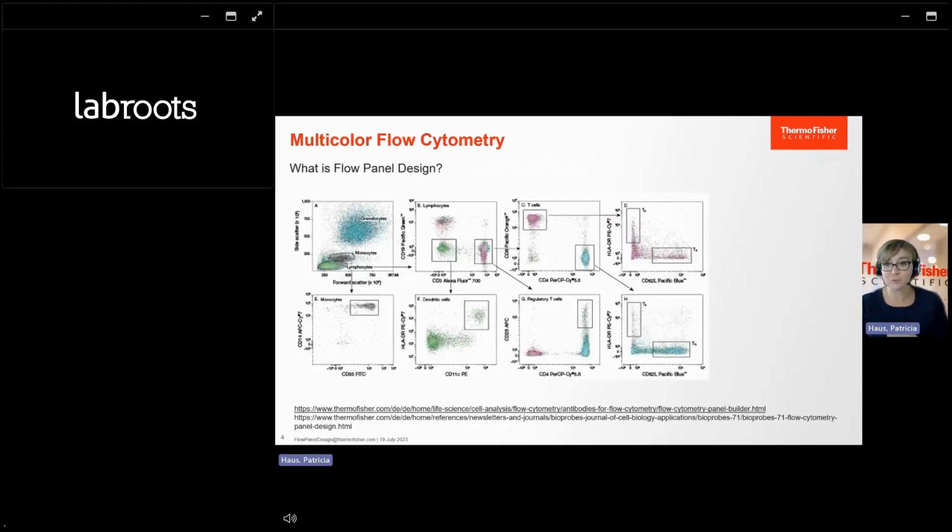So, but what is flow panel design? Flow panel design is choosing the right antibodies with the right fluorophores for your experiment. Basically, what you want to ensure is that what you are detecting is actually answering your question, isn't it? So you want to see all of the populations well distinguished, and you want to quantify the expression levels.